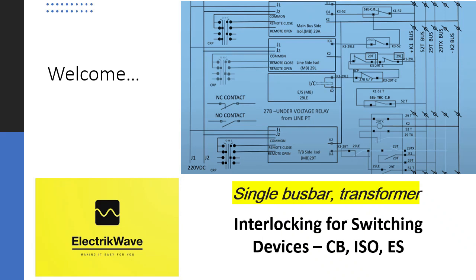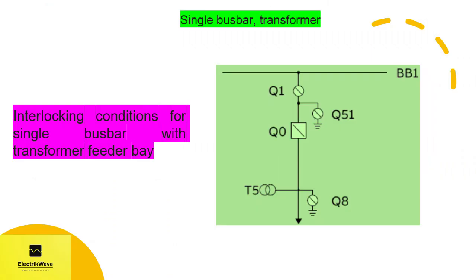Welcome. Let's understand interlocking for switching devices, that is circuit breaker, isolator or disconnector, and a switch for transformer bay single busbar arrangement. In this video, we will discuss interlocking conditions for single busbar with transformer feeder bay.